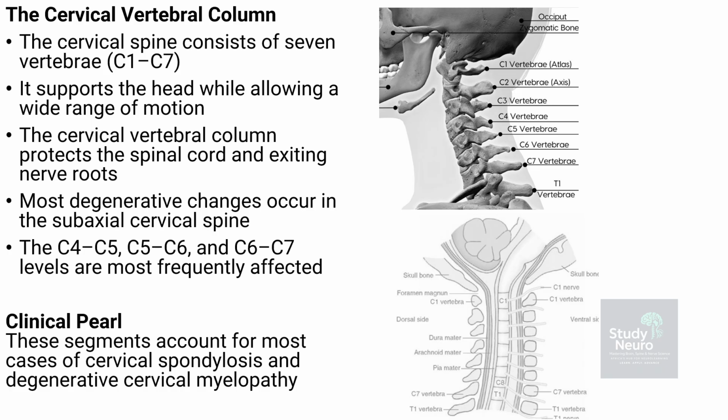This anatomy is fundamental. In degenerative cervical myelopathy, most age-related changes occur in the subaxial cervical spine, particularly at the C4-C5, C5-C6, and C6-C7 levels, because these segments experience the greatest mechanical stress and motion over time, making them the sites most commonly affected by cervical spondylosis and spinal cord compression. These levels deserve special attention.